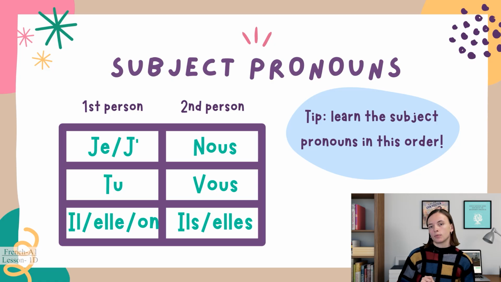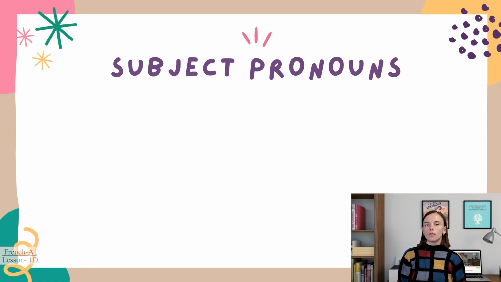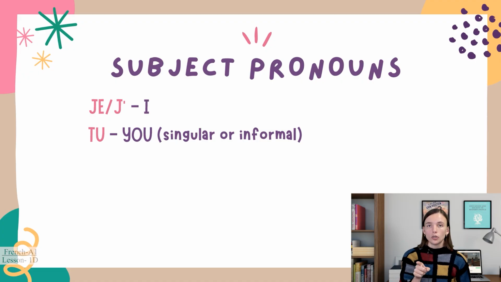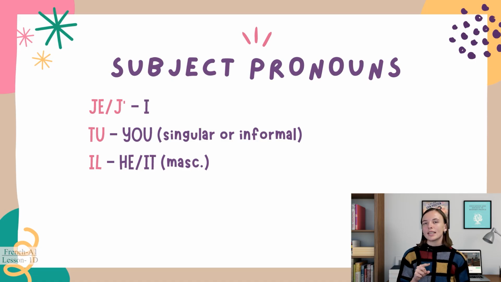We have the first person pronouns and the second person pronouns. Here are your first person pronouns. Je, I. Tu, you, for singular or informal. Il is either he or it, masculine. Now remember I said that all objects have a gender, so even it has to have a gender because every object has a gender. So il, he or it.